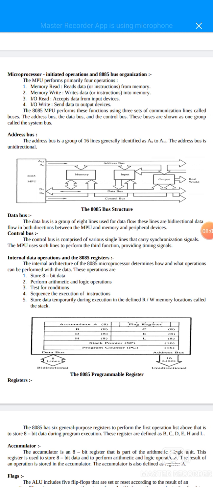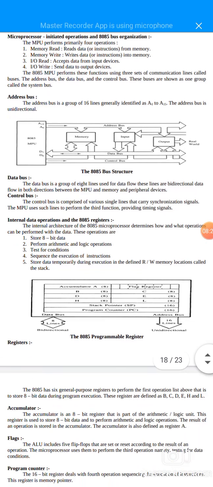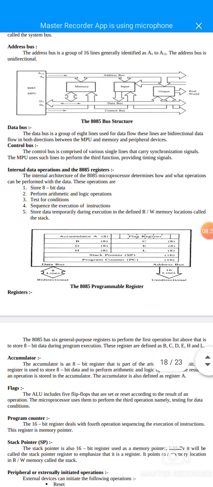Internal data operations and the 8085 registers. The internal architecture of the 8085 microprocessor determines what operations it can perform with the data. These operations are: store 8-bit data, perform arithmetic and logic operations, test for conditions, sequence the execution of instructions, and store data temporarily during execution in defined read-write memory locations called the stack. The 8085 programmable register diagram will be displayed on the screen.